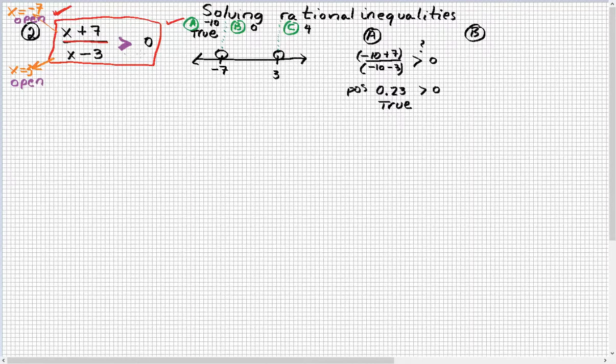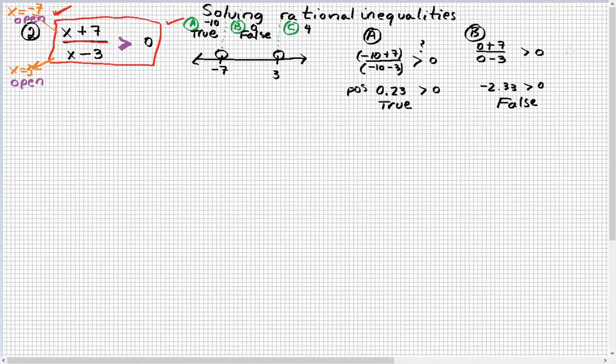Now we're going to test region B, and 0, in the same function here with the red box. It'll be 0 plus 7 over 0 minus 3. And we're going to ask whether this is greater than 0. So right now, pause the video. Use the calculator, see what you get. All right, are you ready? I got negative 2.33, greater than 0? So this is a negative number. Can a negative number ever be greater than 0? False. So in the middle, I have a false statement.